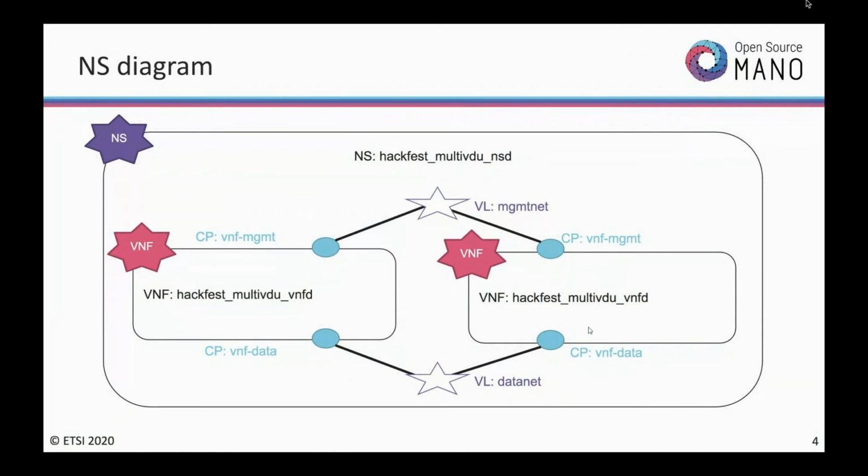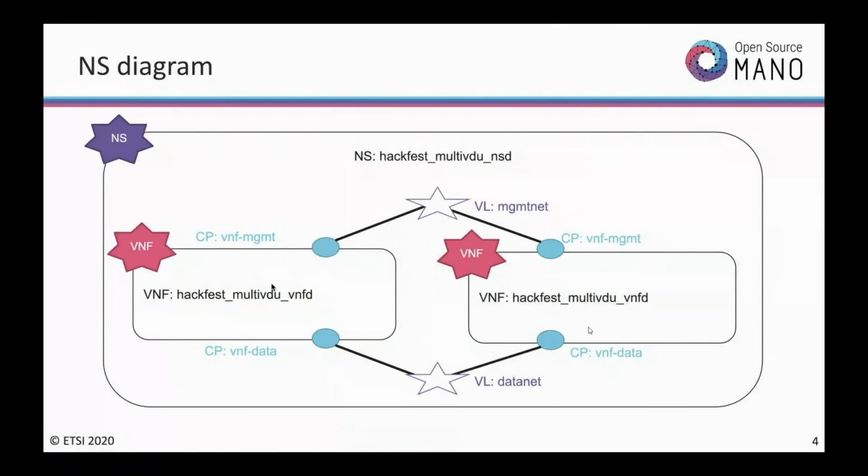Well, what we are going to create is this VNF, which is called Hackfest Multi-VDU VNFD, and another copy of it inside a network service, which is called Hackfest Multi-VDU NSD. As you can see, there is this concept of connection points. In this case, these are external connection points that connect the VNF to the external world. And the external world is defined by the network service. So you also have the concept of virtual link. In this case, you have management network and data network.